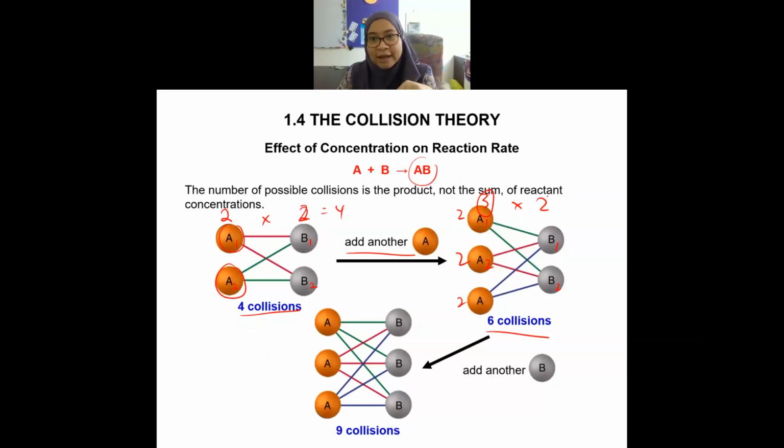Bukan 3 tambah dengan 2. That is wrong. Kalau you nak pakai style tambah, you have to consider for the probability. So 2 plus 2 plus 2. Then only you get 6.